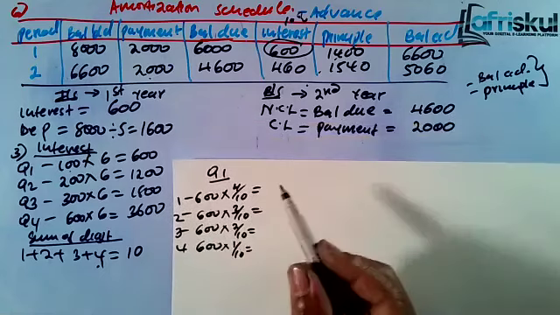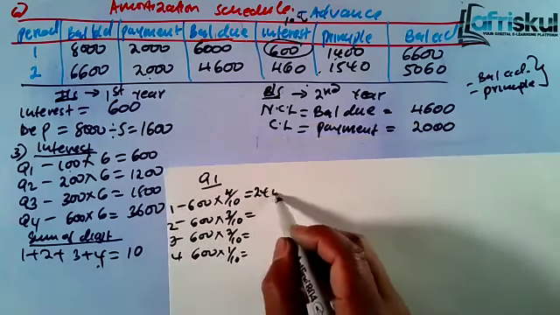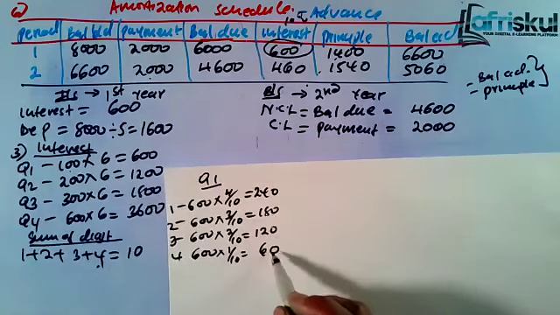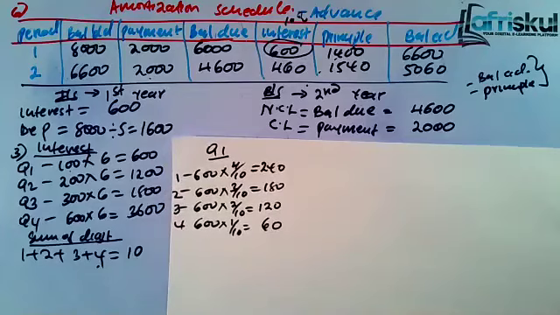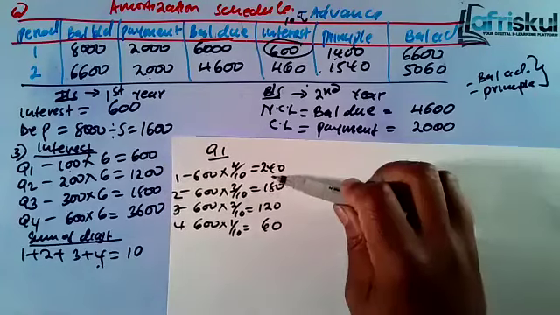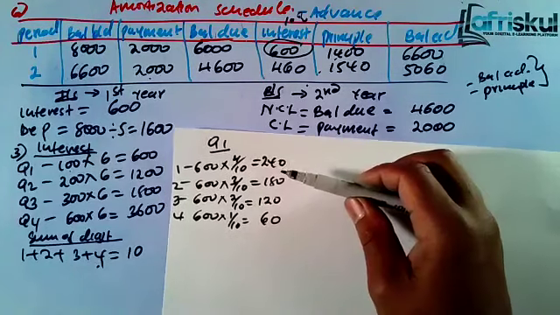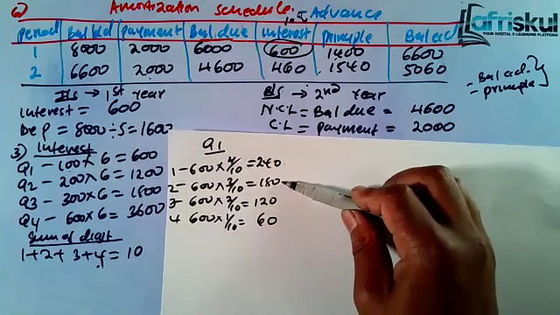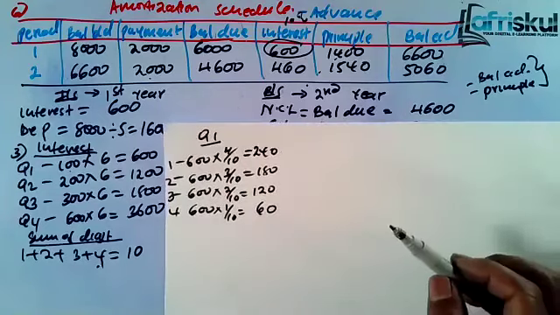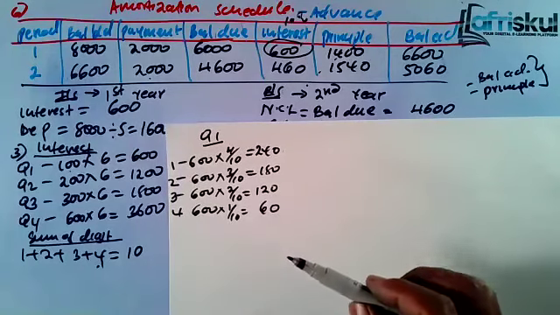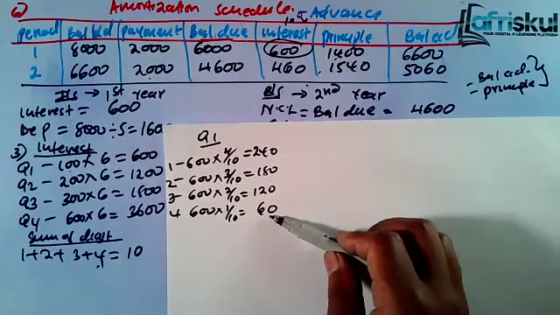So that's 40% of 600. That one is 240. This one is 180. This one is 120. This is 60. This means that if you receive the first installment, the interest in it will be 240. If you receive the second installment, the interest in that income will be 180. If you receive the third installment, the interest in that will be 120. And on the last installment, the interest will be 60.